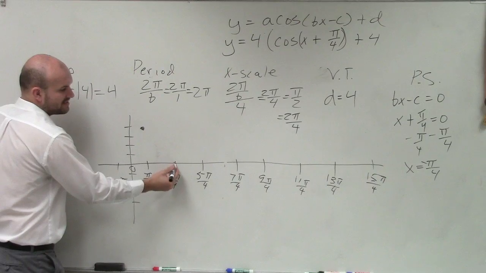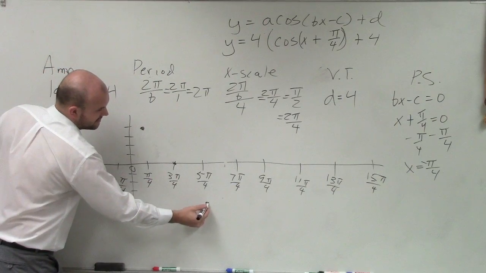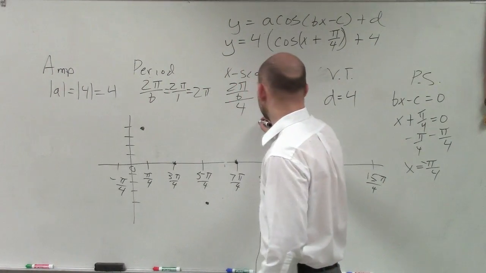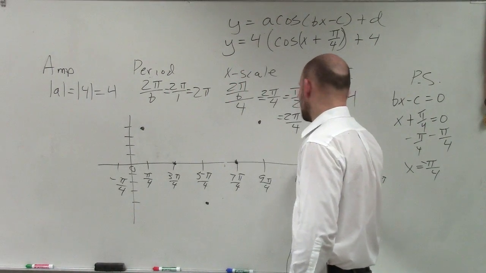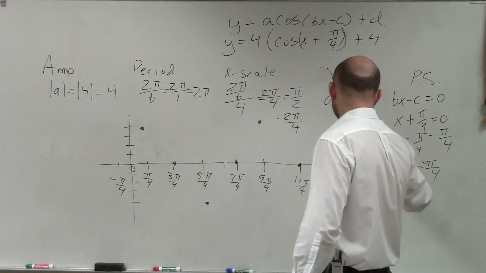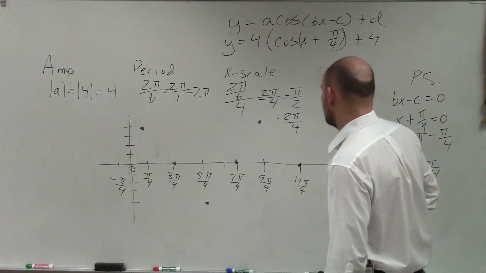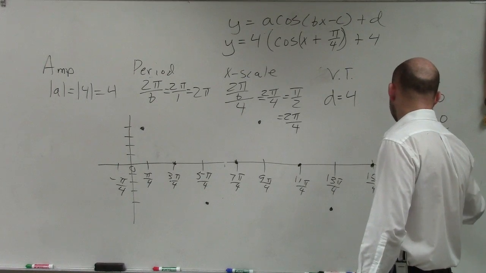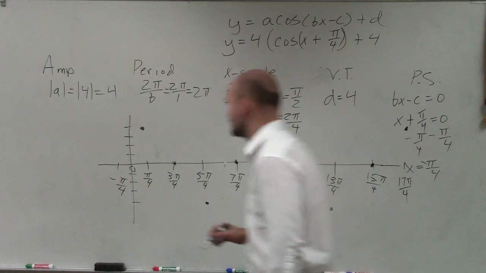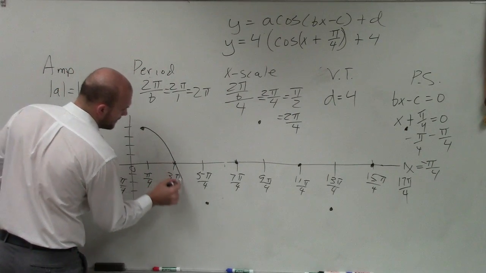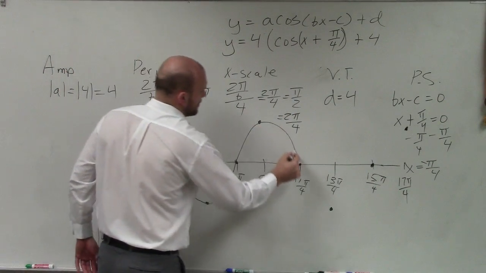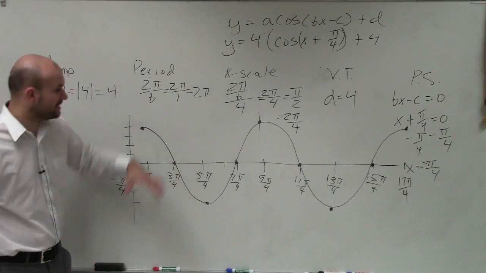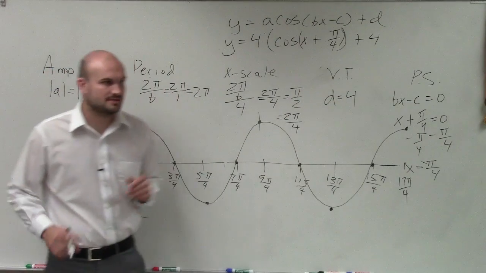The next point is an x-intercept, then the minimum value, then another x-intercept, then another maximum value. Keep on going down to x-intercept, minimum value, up there. And I need to do one more, which would be 17 pi over 4. So now I can just connect these, and I can say, all right, it starts here. And there you go. You guys can see now I have completed 2 complete periods.